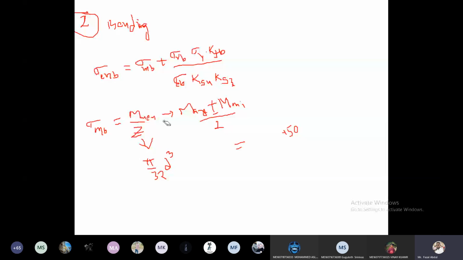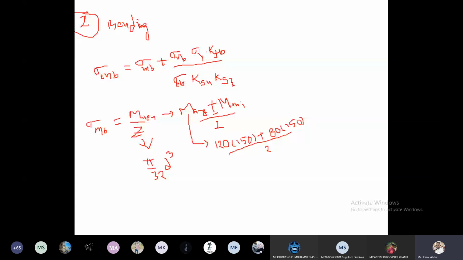So what is the maximum bending moment here? Maximum bending moment is maximum load into 150, where maximum load given is 120, plus minimum bending moment, which is 80 into 150, all by 2. So this represents the mean. If you put a negative sign here, that represents the variable.